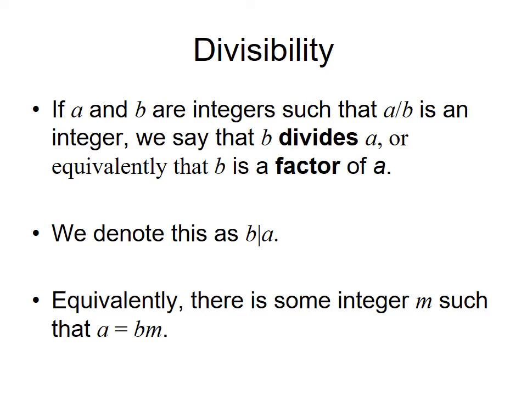Another way to say it is that there's an integer m so that a equals b times m. We're most often going to use this version. We're going to use this a equals bm because you get an equation that you can play with. So that third one is the most common way to play with the definition.